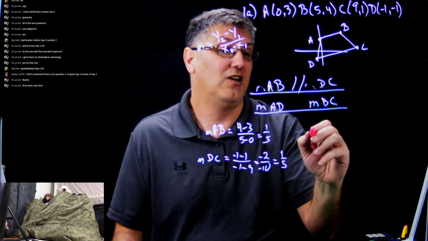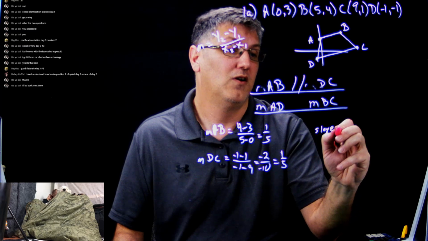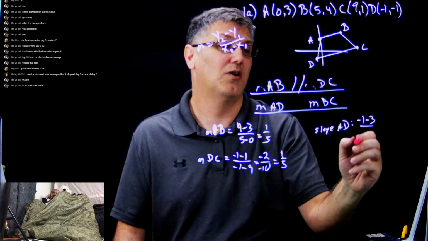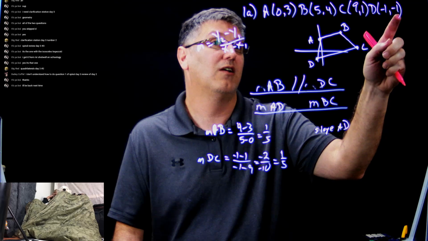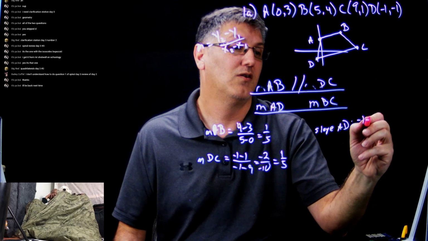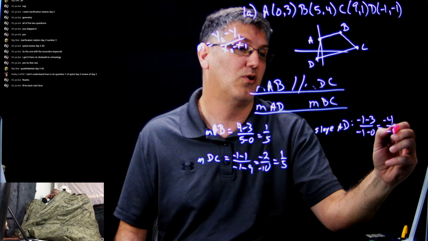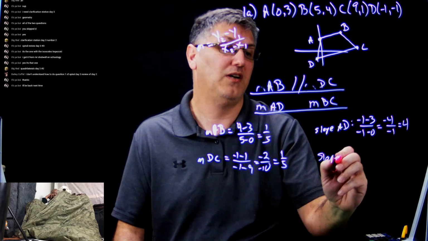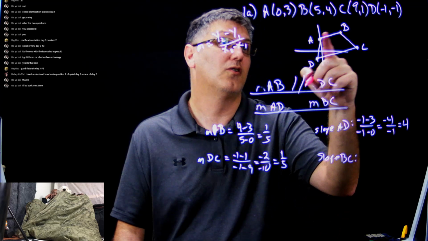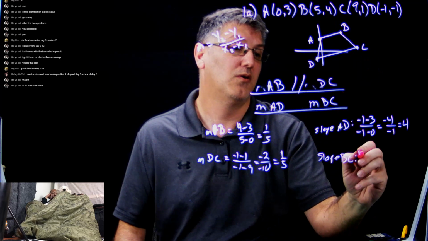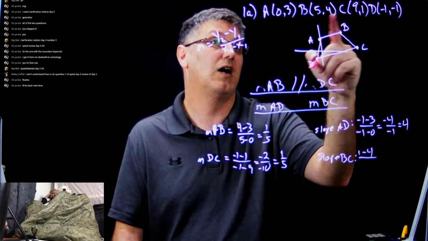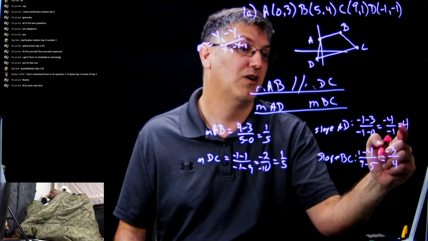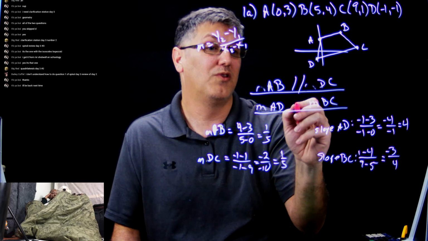All right, so let's look. AD: the slope of AD is -1 minus 3 over -1 minus 0. This gives me -4 over -1, which just gives me 4. And then the slope of BC: 1 minus 4 over 9 minus 5. This gives me -3 over 4. These are not the same, so these are not parallel.